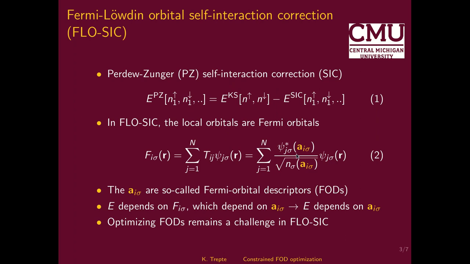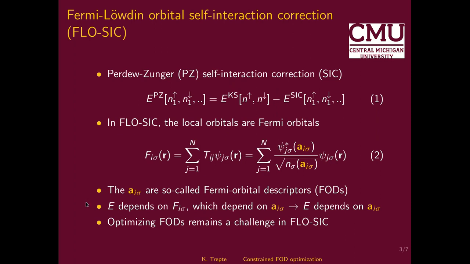And what I want to focus on are these highlighted a_i. And these a_i are so-called Fermi orbital descriptors, or FODs, which are merely points in space that allow us to construct the Fermi orbitals from the set of occupied orbitals. So we have one of these FODs for every orbital in our system, and that generates a set of these points, which we typically refer to as the electronic geometry in our system.